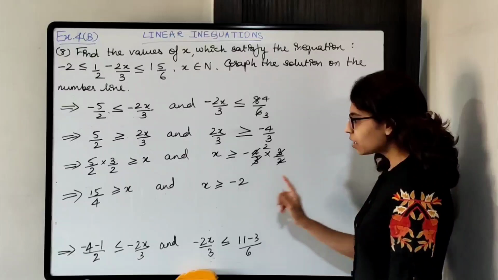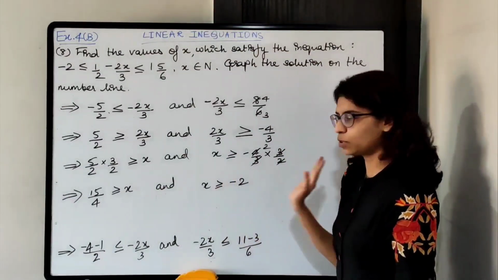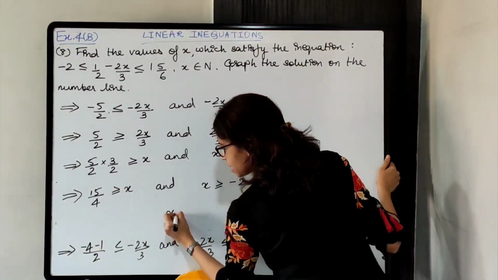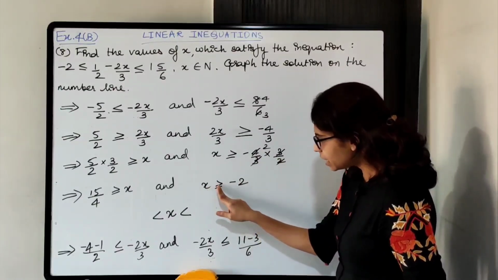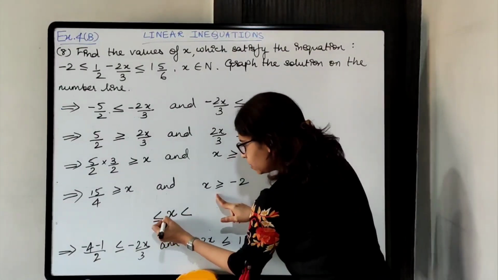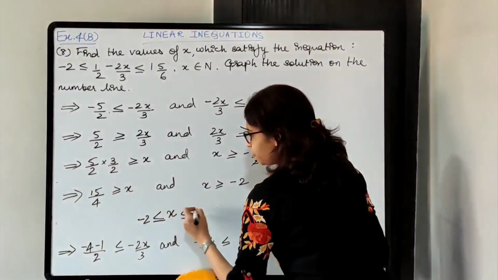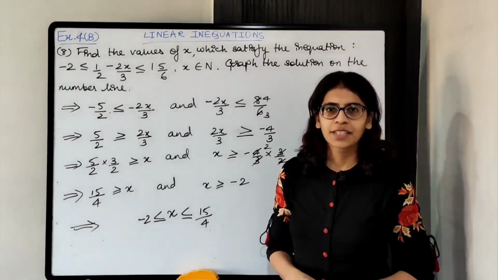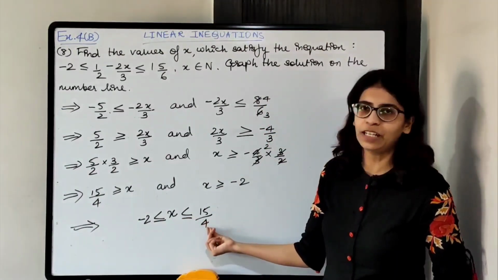Okay, so we got the two ranges. Okay, x is less than or equal to this and greater than or equal to this. So we'll combine both. Okay, दोनों को combine करेंगे. So how do we write x greater than something, less than something? Okay, it is greater than what? X is greater than -2, greater than or equal to भी है, so x is greater than or equal to -2, and less than or equal to है 15 by 4. Okay, we got the range of values of x. Okay, it is greater than or equal to -2 and less than or equal to 15 by 4.